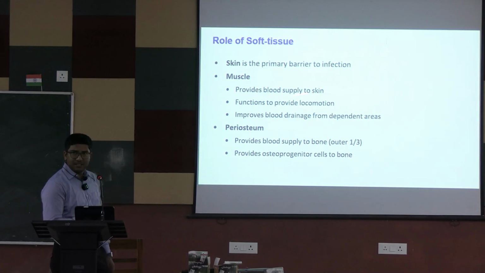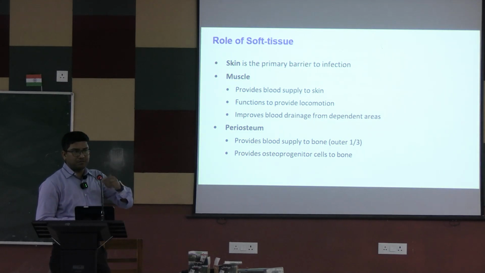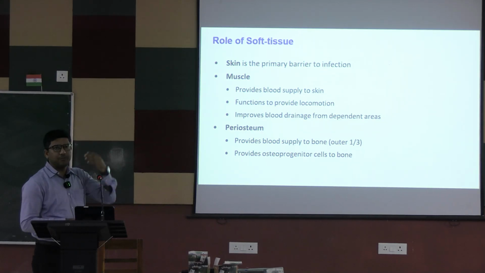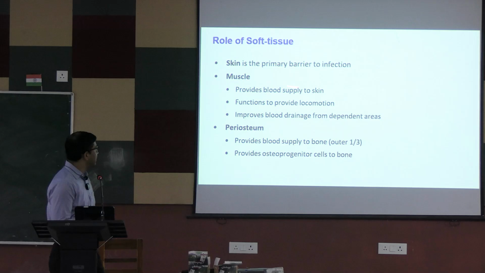Skin is a natural barrier to infection. If it is a closed fracture, the skin prevents infection. But if it is an open fracture, the fracture is communicating with the outside environment, so naturally it is prone to infection. The muscle is important for the blood supply and for our movement.